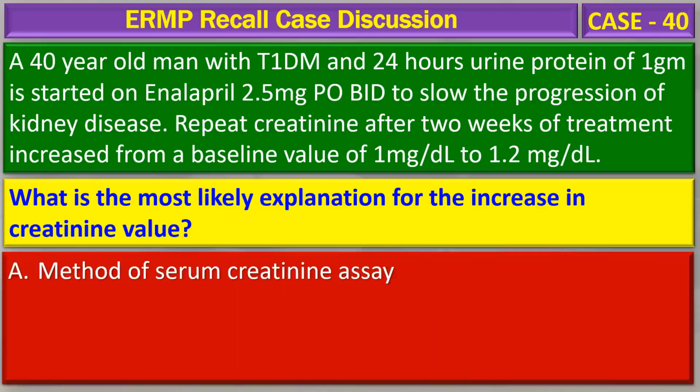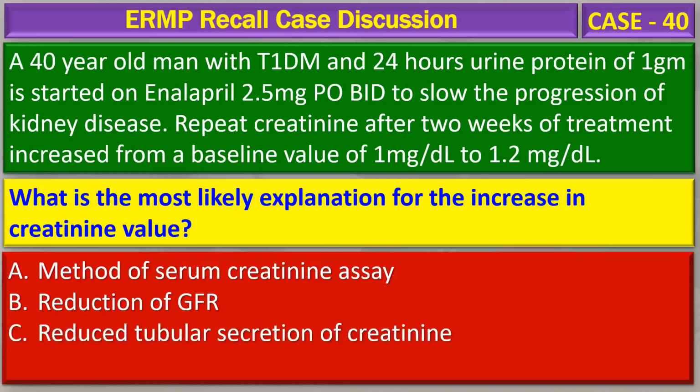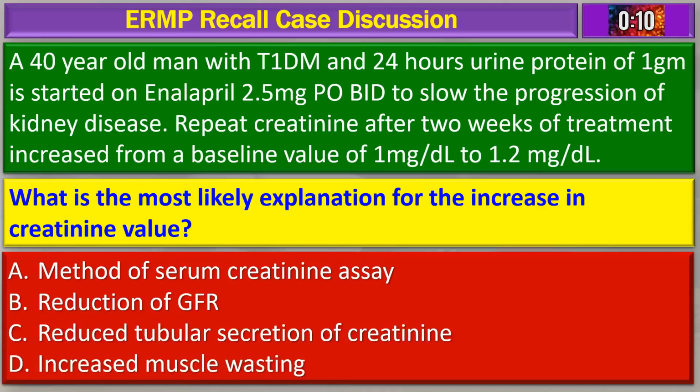A. Method of serum creatinine assay. B. Reduction of GFR. C. Reduced tubular secretion of creatinine. D. Increased muscle wasting.